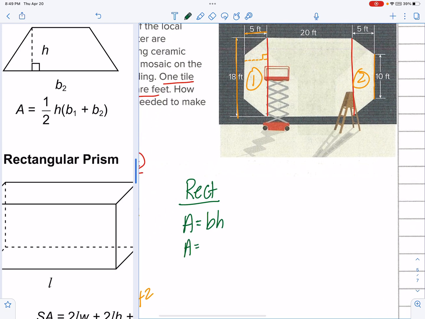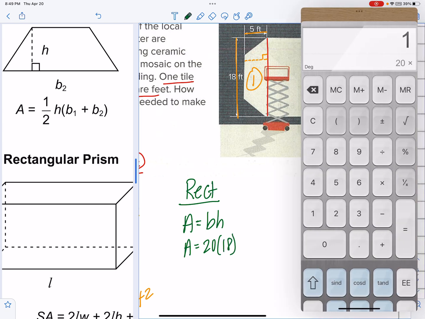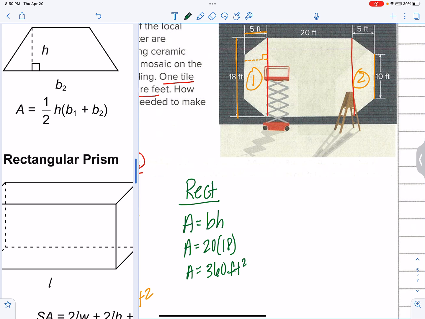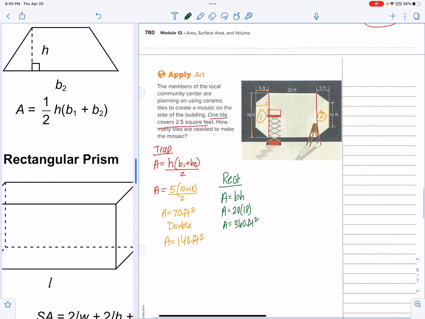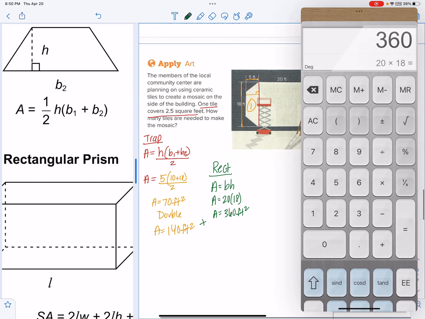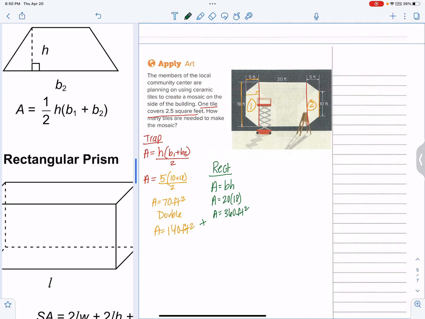So area equals 20 times 18. Let's go ahead and calculate that. 20 times 18, and we have an area of 360 feet squared. Let's add our 2 things together here, and we get 360 plus 140 equals 500. So we have an area of 500 feet squared.